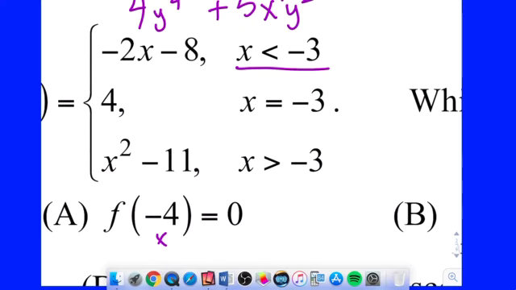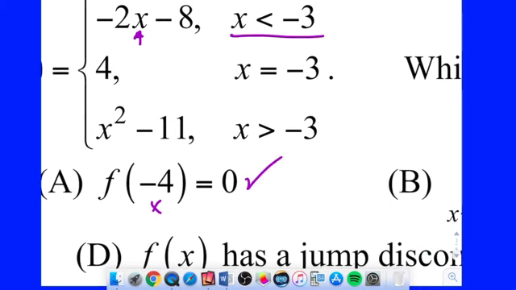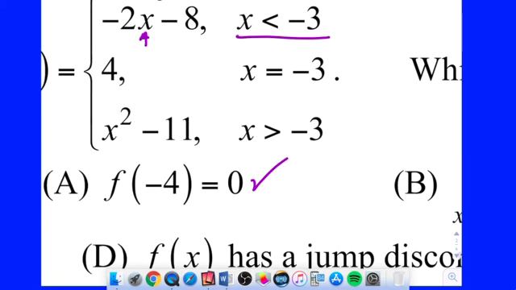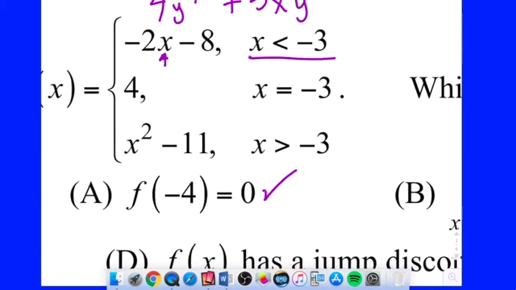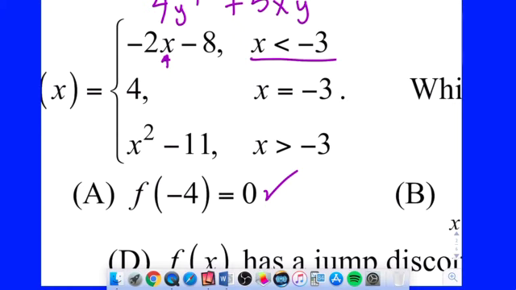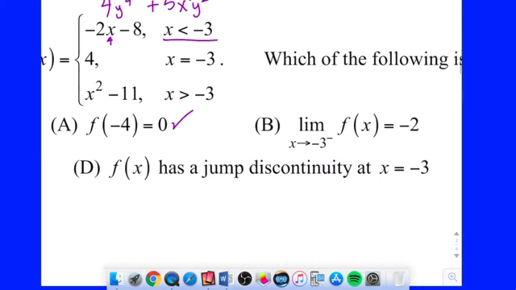So you only plug it into the top piece. If you plug a negative 4 in there, you get negative 4 times negative 2 is positive 8, and 8 minus 8 is 0. So that's correct. All right? You only use the x value in the piece where it's defined. If that had been f of positive 4, we would have used the bottom piece, because positive 4 is greater than negative 3. All right, so that's the correct answer. So it's not, I mean, that is true, so it's not the correct answer.